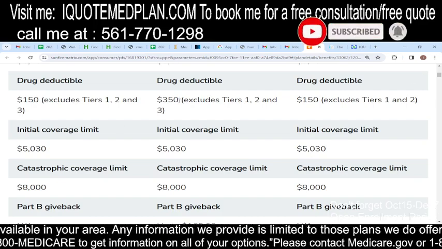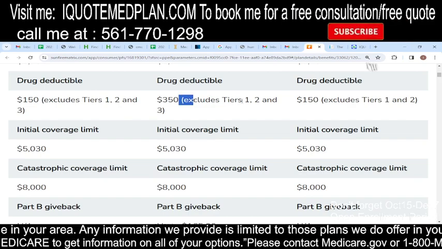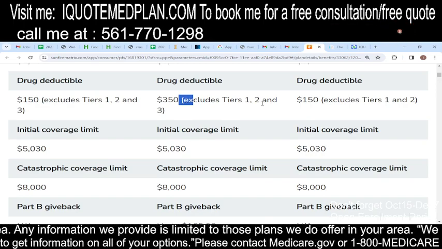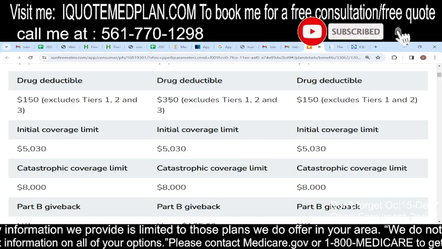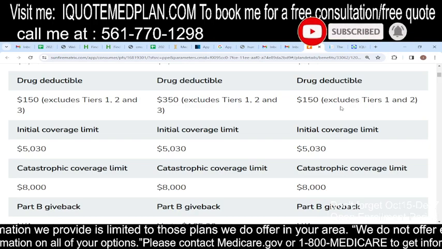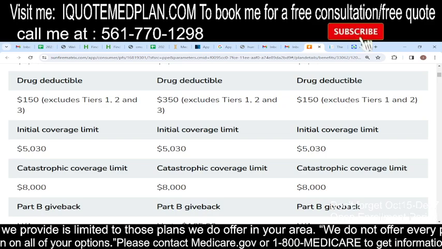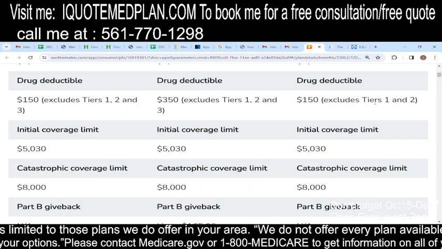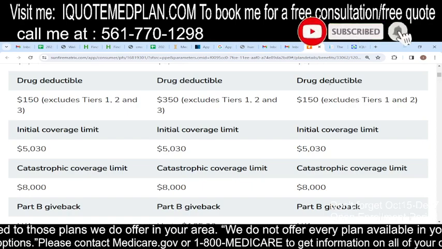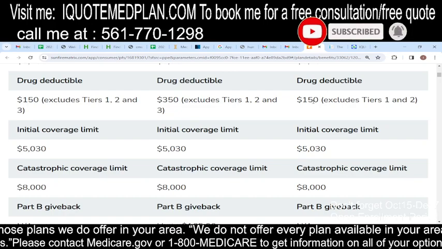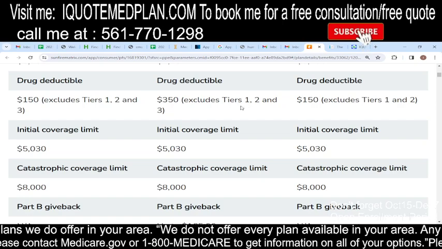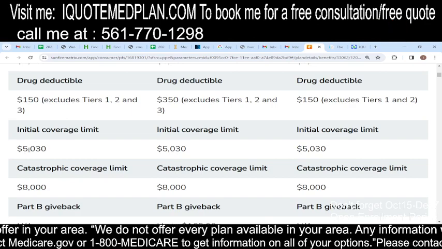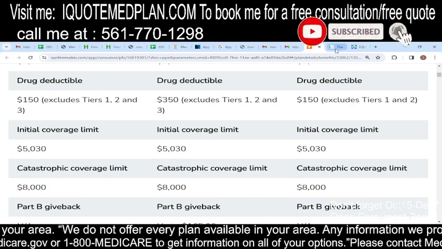Now the middle plan, it says exclude tier 1, 2, and 3. So if your drugs fall under tier 1, 2, and 3, you really don't have to worry about that $350 deductible. If you're looking at that third plan here, it says 150, exclude tier 1 and 2. So if you are taking a tier 1 or 2 drug and you are in this plan, you don't have to worry about that $150 deductible. That means your initial coverage limit starts right away. And this is the phase that we're going to discuss here. So let's talk about that one.